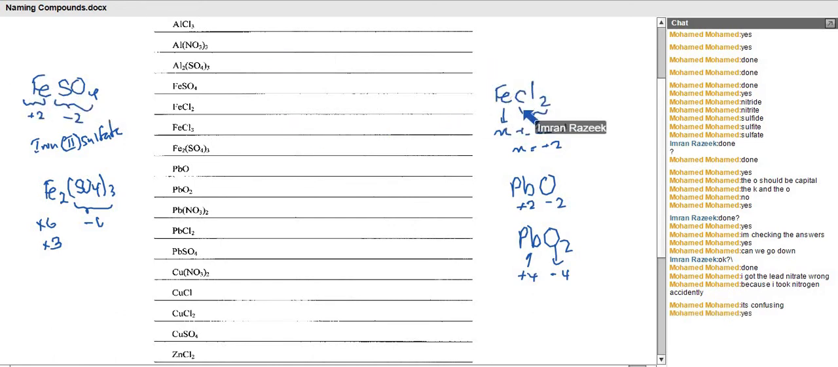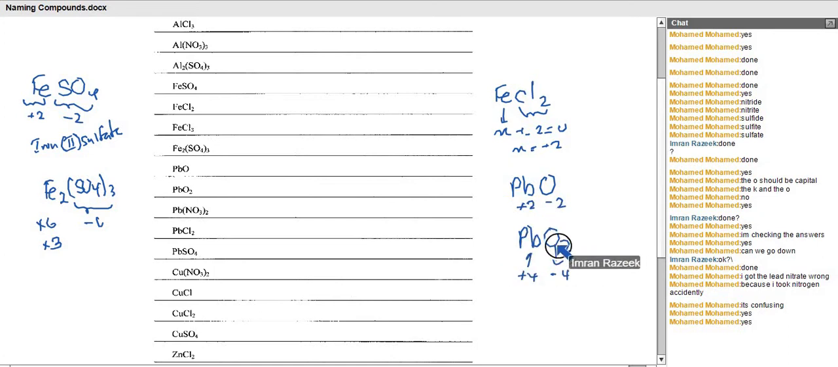Look at a simple one. Chlorine is minus 1. There are two chlorines, minus 1 times 2 is minus 2. So the chlorine total is minus 2, iron should be plus 2, so the total is always 0. So iron(II) chloride. Is that clear? Then lead. Oxygen is minus 2, so lead has to be plus 2, because the total is 0. So lead(II) oxide.